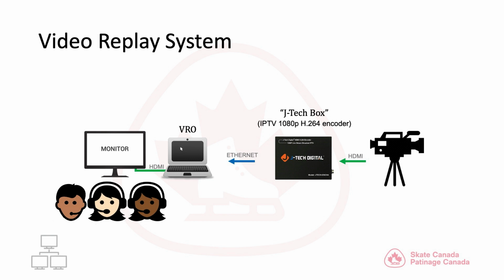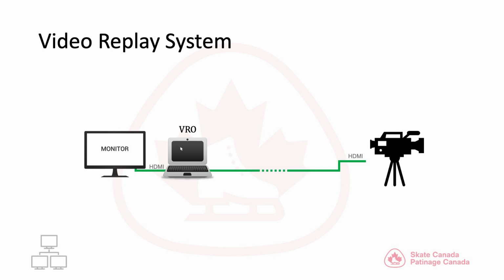So you might be wondering, if the video camera is providing an HDMI feed and the VRO computer is ultimately displaying an HDMI signal too, then why not just connect the video camera to the VRO computer by a long HDMI cable and dispense of the need for a video encoding box and Ethernet altogether? Well, the reasons for this are twofold.